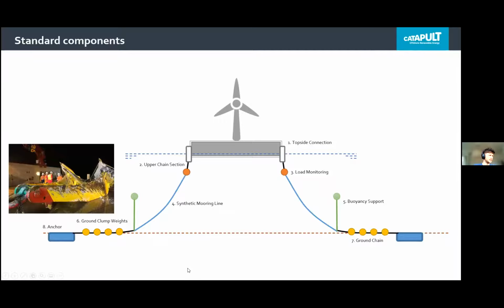And then finally, obviously, there's the anchor. There's many different types of anchors, which can take different load paths. One of the most common is a drag embedment anchor, although this can only take a horizontal load path. So if any vertical forces come on, this will compromise the anchor.